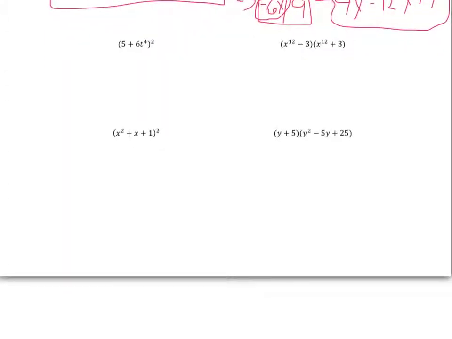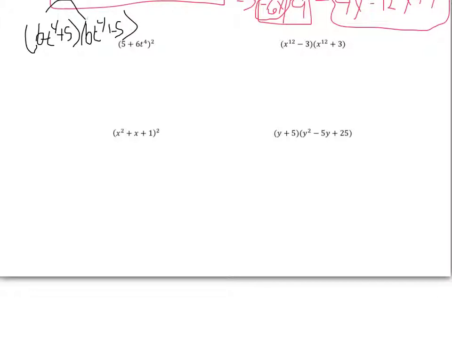Okay, so moving down to this next one here, once again, when we have something squared, it's two copies of that. So this 5 plus 6t to the 4th squared is just two of those things multiplied out. I'm going to write this in descending order, so I'm going to have 6t to the 4th plus 5 and a 6t to the 4th plus 5.